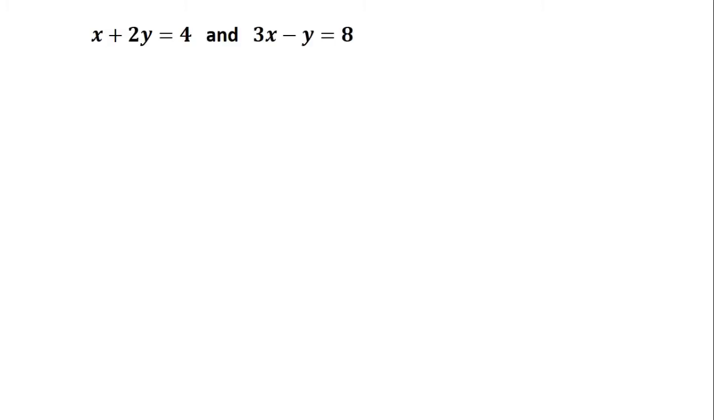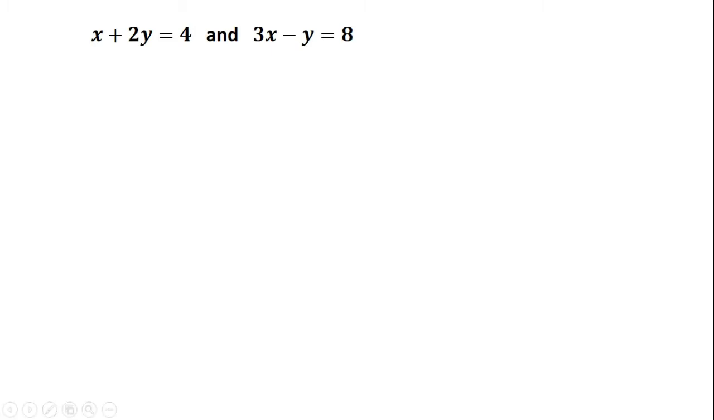We are still on the topic simultaneous linear equations in two variables. In the previous video, we took an example on solving simultaneous linear equations in two variables using the elimination method. In this video, we are going to take another example using the elimination method. So let's look at our question for this video. It is x plus 2y is equal to 4 and 3x minus y is equal to 8, and we are supposed to find x and y.